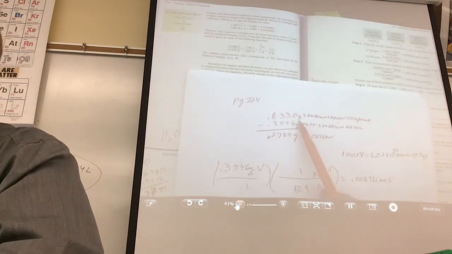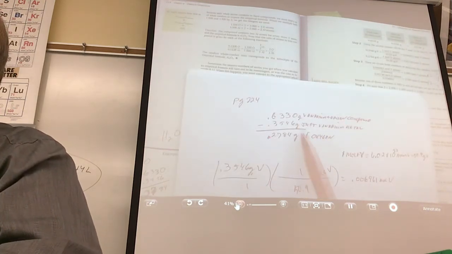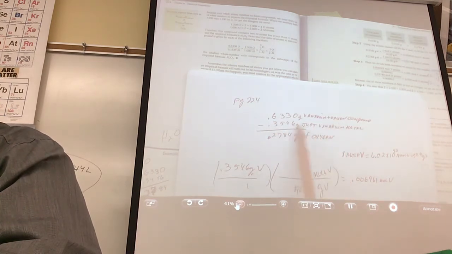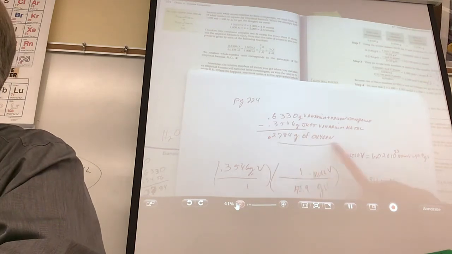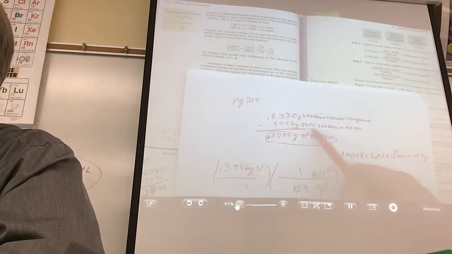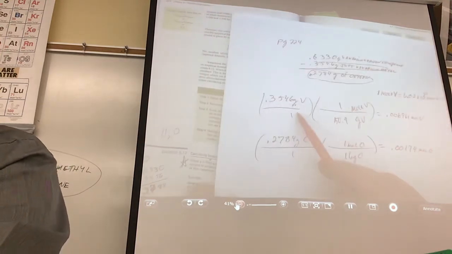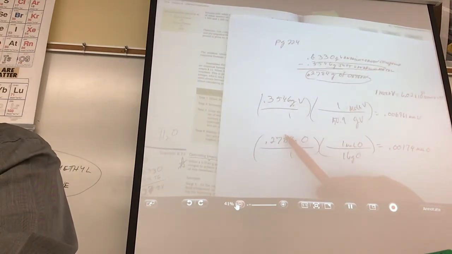This problem was hard, not because of factor label, but because of the first part. This is how many grams of vanadium and oxygen combined. This is how many grams of vanadium. If I subtract, it gives me grams of oxygen. So I'm going to use grams of oxygen, and I'm going to use grams of vanadium down here. Did everybody do that? Did everybody get this far?